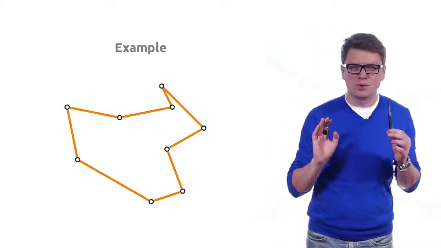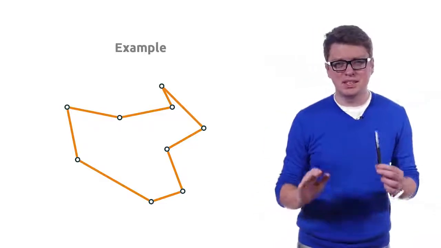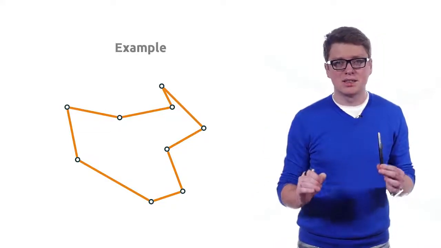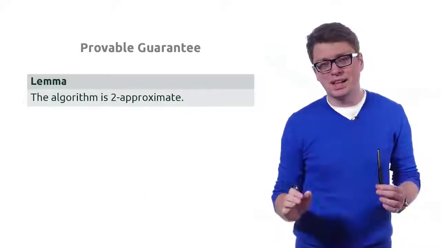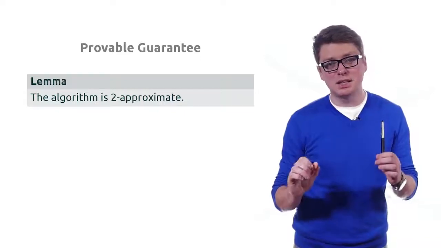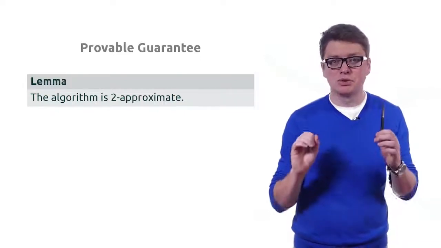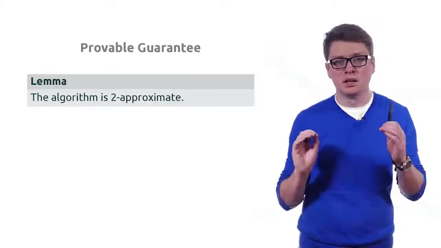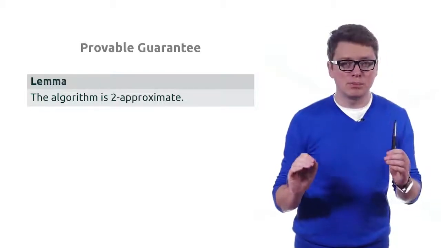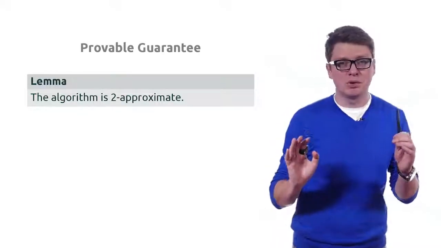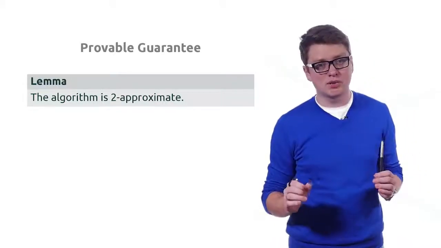And we've almost proved already that this algorithm is 2-approximate. Let's now state this formally. The algorithm is 2-approximate, and once again this means that it is guaranteed to return a solution which is at most twice longer than an optimal one. And it is also very efficient. It works in time almost linear in the size of our graph.